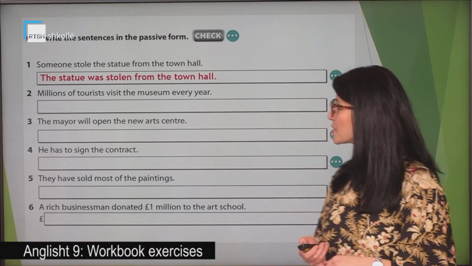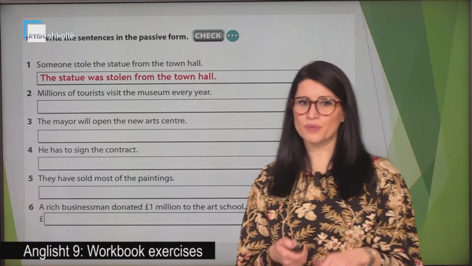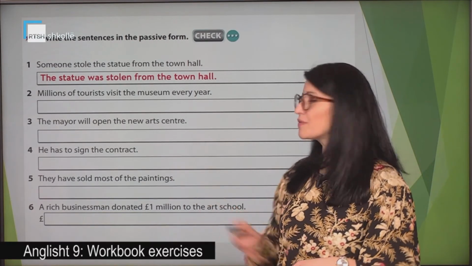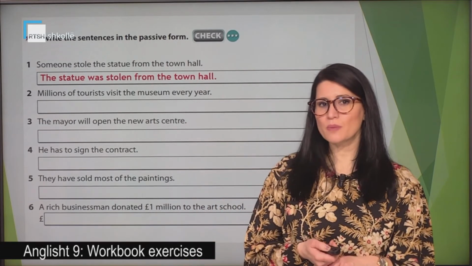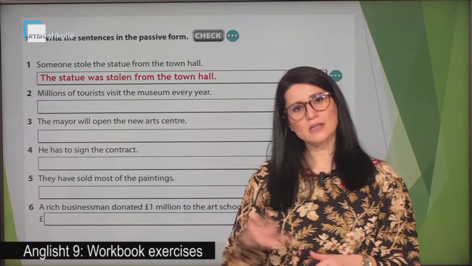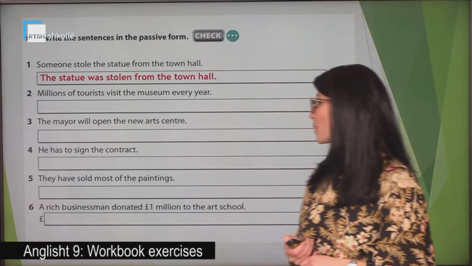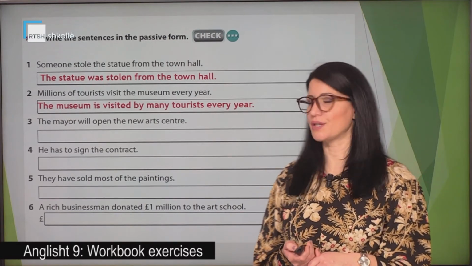Millions of tourists visit the museum every year. The time expression every year belongs to the present simple, right? So the verb visit here is in the present simple. So be careful with the verb to be. We have is or are in the present simple, plus the verb in the past participle. The museum is visited by many tourists every year.